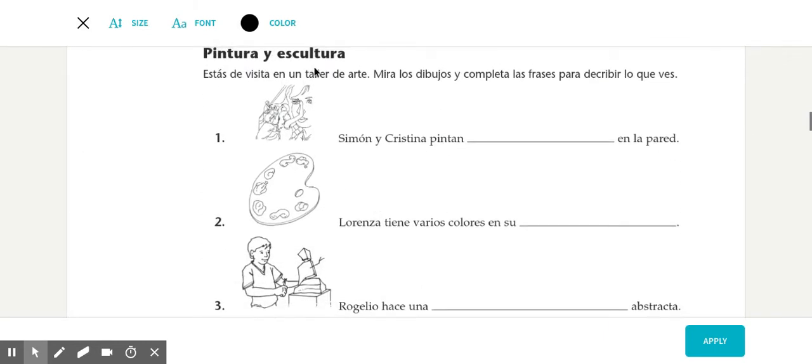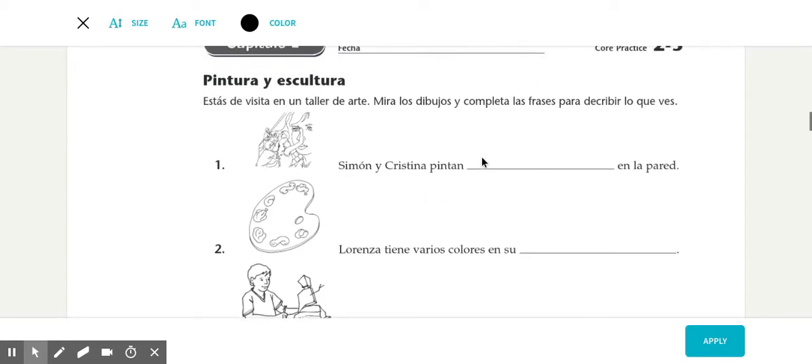Pintura, escultura, painting and sculpture. Estás de visita en un taller de arte. You're visiting an art workshop. Mira los dibujos y completa las frases para describir lo que ves. So complete the sentences with what you see. So number 1, we have un mural. This is your vocabulary. So make sure you look at your vocabulary from the book that is in my previous video. Simón y Cristina pintan un mural, ¿verdad? Pintan un mural.